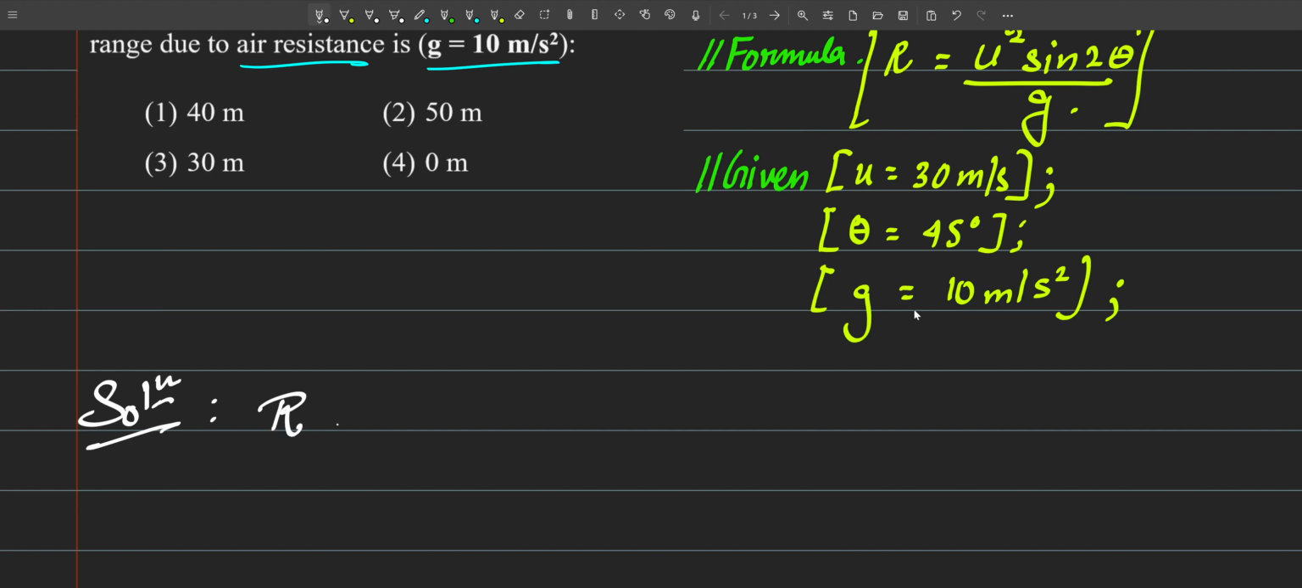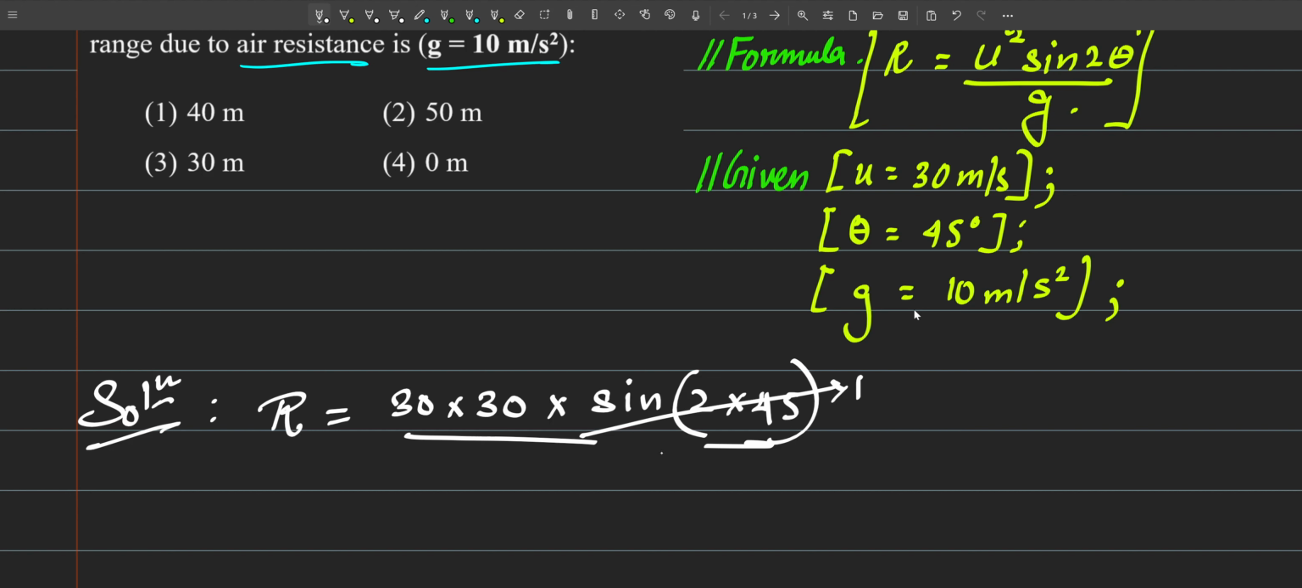So we'll take out our ideal range, that will be u square. I'm directly writing that is 30 into 30 into sine 2 theta, that is 2 multiplied by 45. This is basically going to be divided by 10, because that is our g. So basically we get our ideal range as 90 meter. Remember, this is our ideal range.